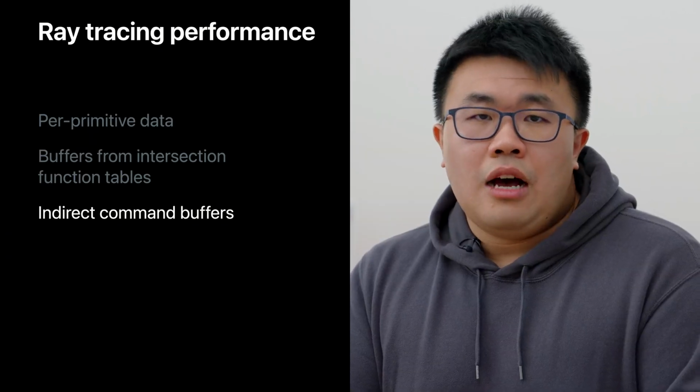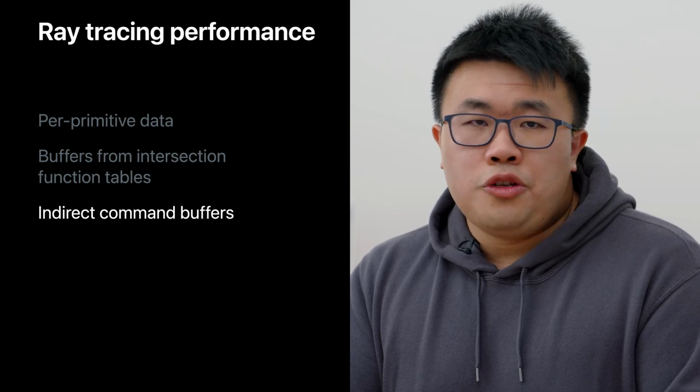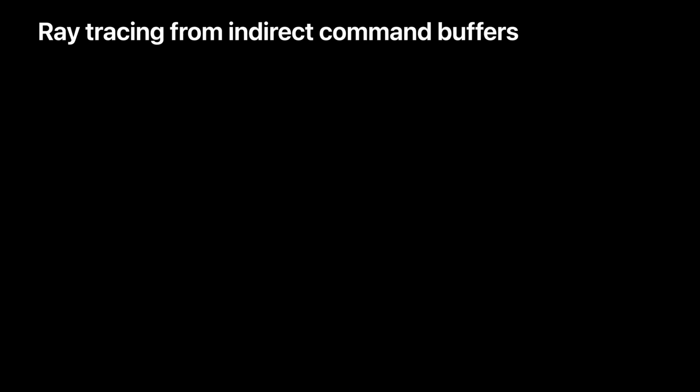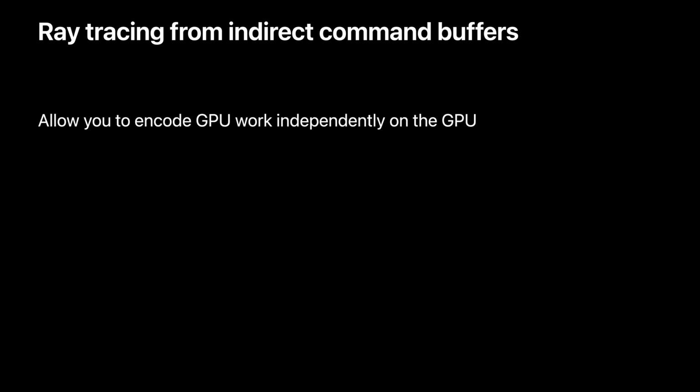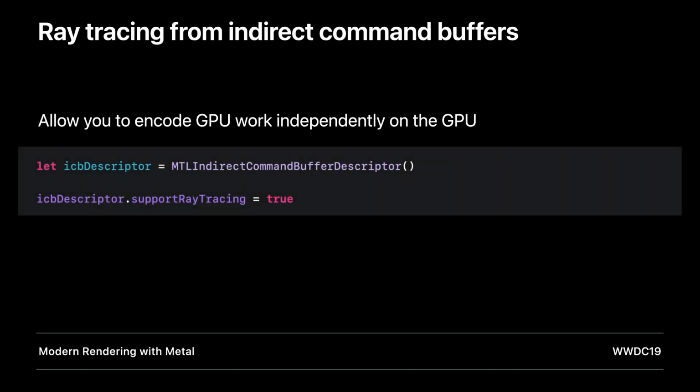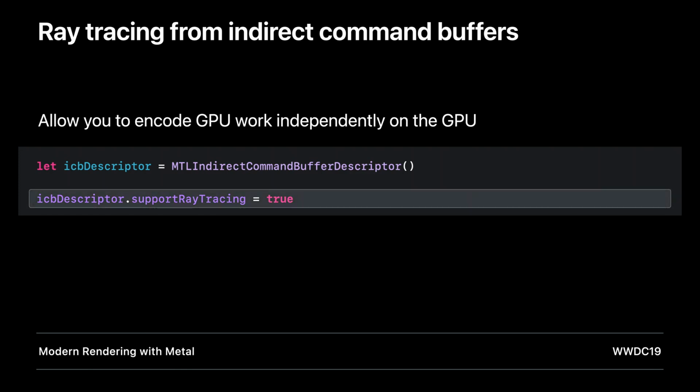Indirect command buffers allow you to encode GPU work independently on the GPU and represent a fundamental element of GPU-driven pipelines. To learn more about indirect command buffers and GPU-driven rendering, we recommend you review the Modern Rendering with Metal session from WWDC22. Enabling ray tracing support in an indirect command buffer is easy. All you have to do is set the support ray tracing flag on the descriptor. Indirect command buffers dispatch graphics and compute functions, so you can simply use ray tracing from those functions as usual.